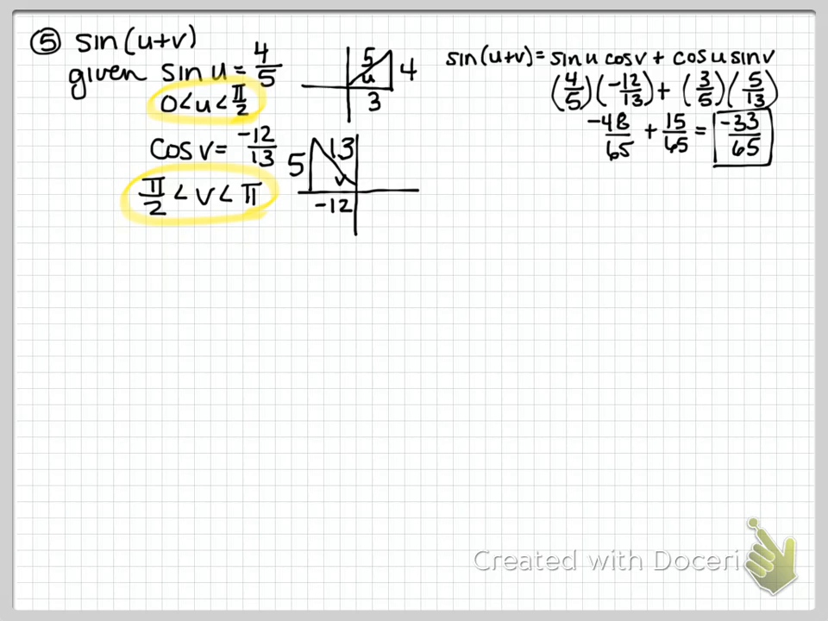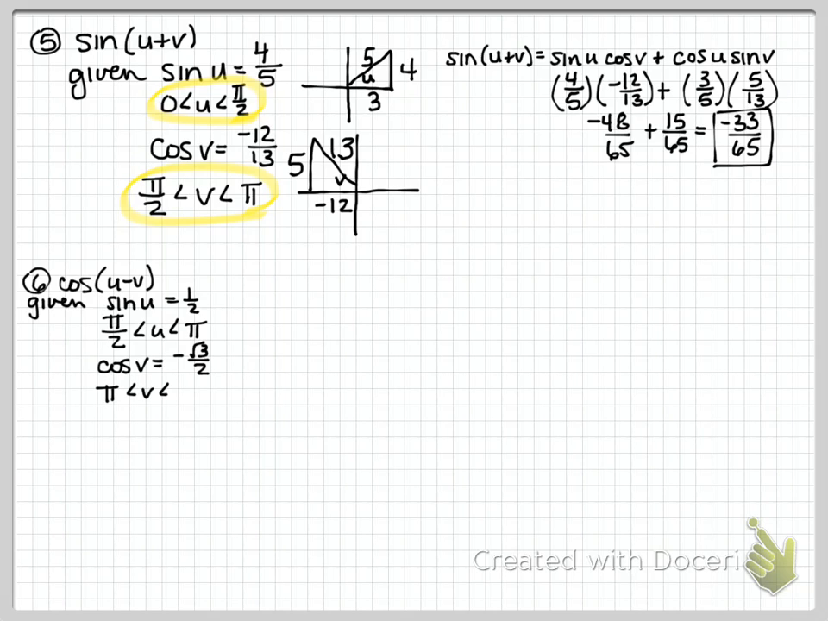It's the same idea as 5, but this time we're going to do cosine. So this is 6. And I know that I want the cosine of u minus v given that the sine of u equals 1/2 and it's between pi over 2 and pi. So it's in the second quadrant. And that the cosine of v equals negative root 3 over 2. And it's between pi and 3 pi over 2.